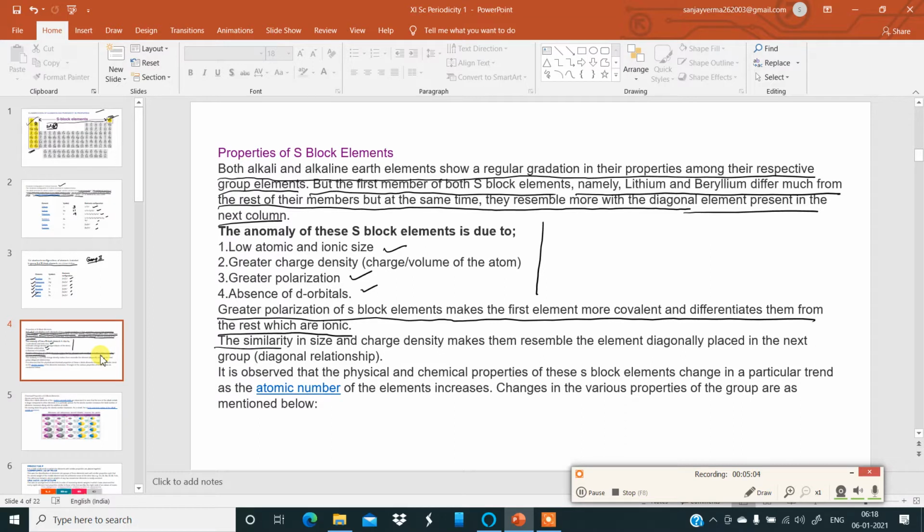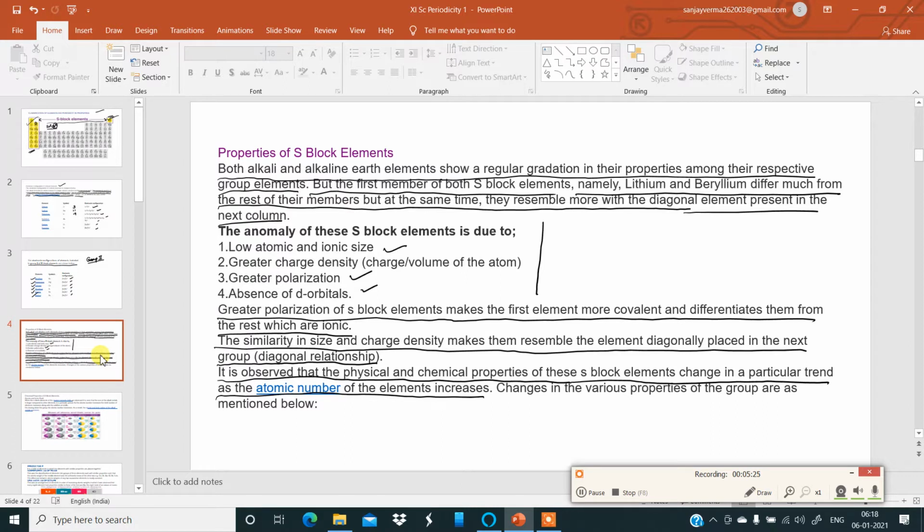The similarity in the size and charge density makes them resemble the element diagonally placed in the next group, which is called diagonal relationship. It is observed that the physical and chemical properties of these S-block elements change in a particular trend as the atomic number of the element increases. Changes in the various properties of the group are as mentioned below. Okay.